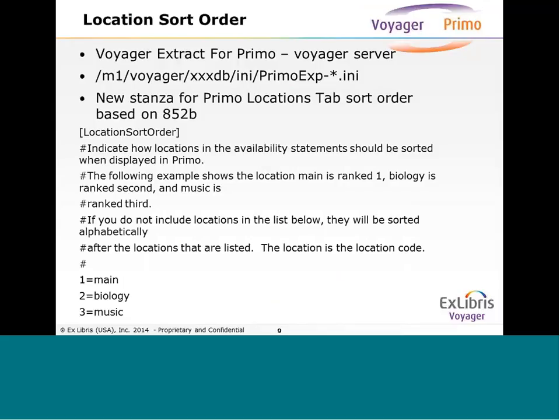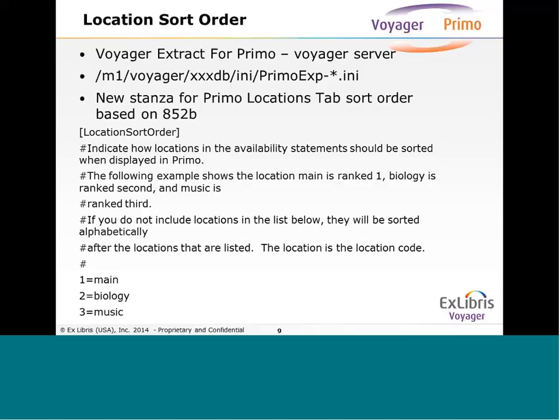With this release of Voyager, the Voyager extract files, which are found in the M1 Voyager XXXDB directory under INIs, or initialization files, there are a series of Primo EXP * INI files. So there's a selective, a publishing, and an availability file for Primo in your Voyager INI directory on the server. There is a new stanza for Primo Locations tab sort order in your Voyager extract for Primo.